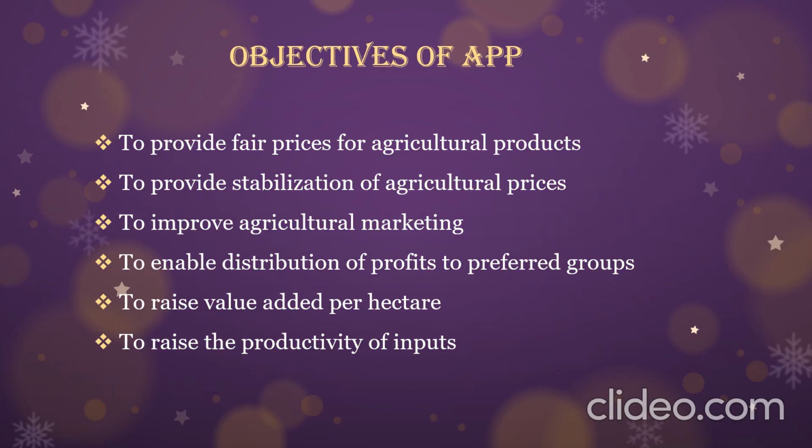Here are some of the objectives of agricultural price policy. This policy is formulated to provide fair prices for agricultural products by safeguarding both the producers and the consumers, especially the consumers, against excessive loss of product prices. It also provides stabilization of agricultural prices by preventing the variability of the product prices, and thus it reduces the price risk of the farmers.